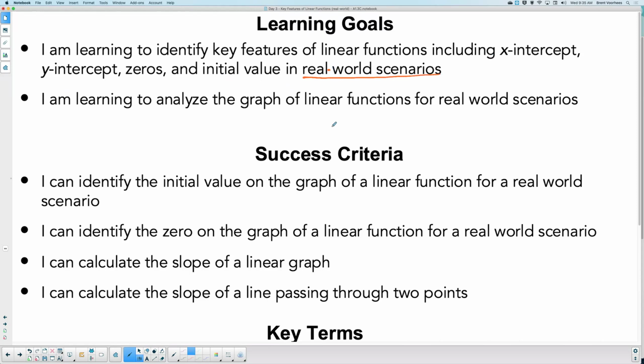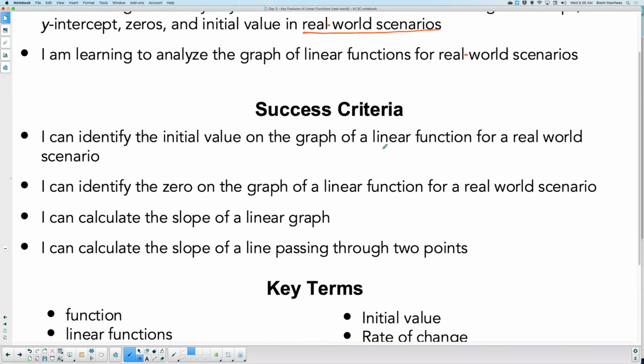Last class, we did it just in math situations. Like I was giving you equations, I was giving you graphs, stuff like that. Today, we're going to look at real world situations, and we're going to do the same math as we did last time. We are also going to analyze the graph of linear functions for real world scenarios. Okay, so with that, let's get started.